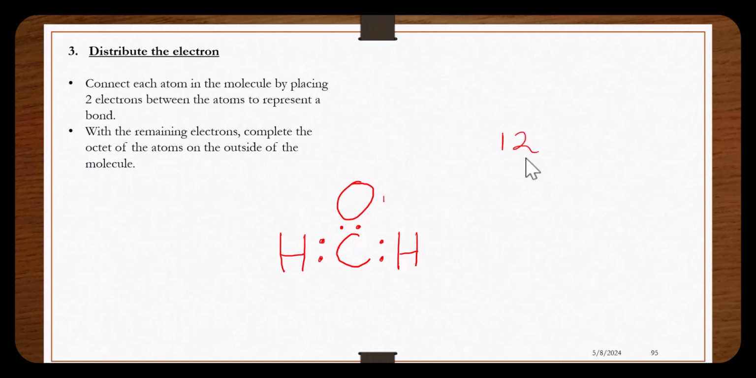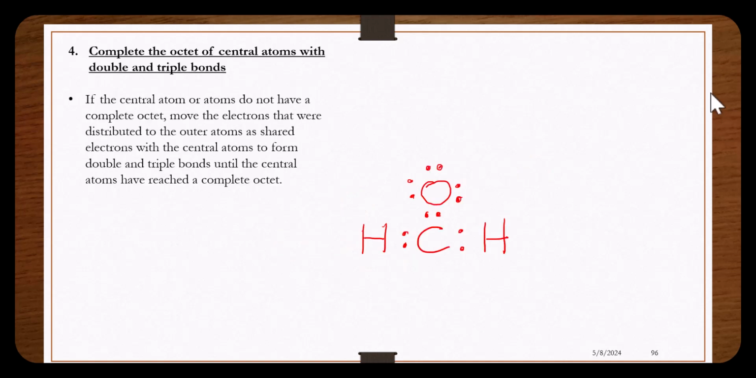We used up 6 valence electrons connecting the atoms. So that would leave us 6 valence electrons to distribute on oxygen. And now the octet for oxygen is complete with 8 valence electrons. Step 4, we complete the octet of central atoms with double and triple bonds.